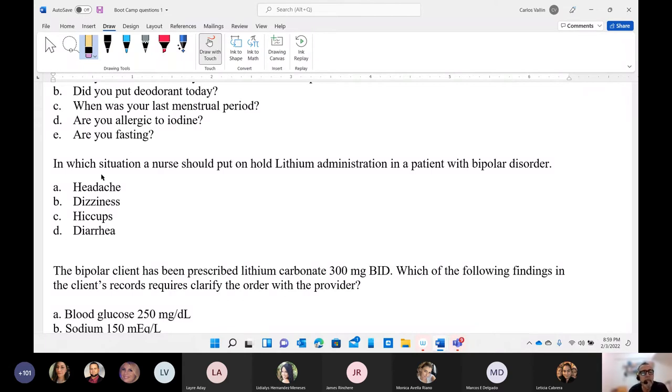Okay, the situation. In which situation should the nurse put on hold the lithium administration in a patient with bipolar disorder? Headache, tremor, hiccup, diarrhea? Diarrhea. Why diarrhea? Why because diarrhea?